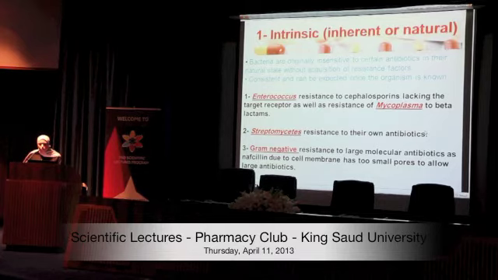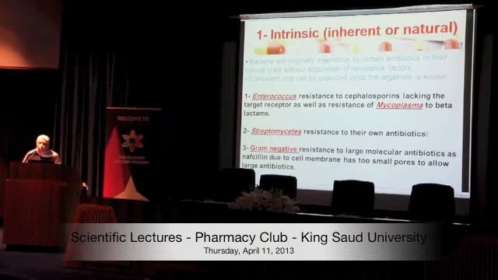For the intrinsic, inherent, natural resistance, usually we have a number of examples. Enterococcus is resistant to cephalosporins because it lacks the target enzyme that cephalosporins work on. Mycoplasma lacks its cell wall. All beta-lactams work on the cell wall, so lacking the cell wall is naturally a resistance factor, and it's created like that in nature.